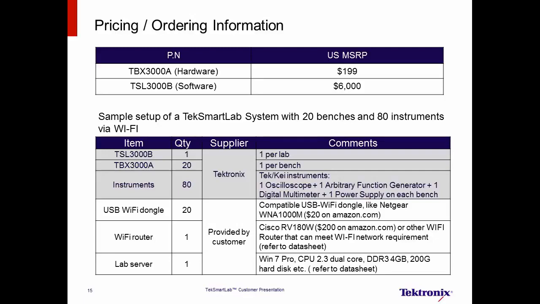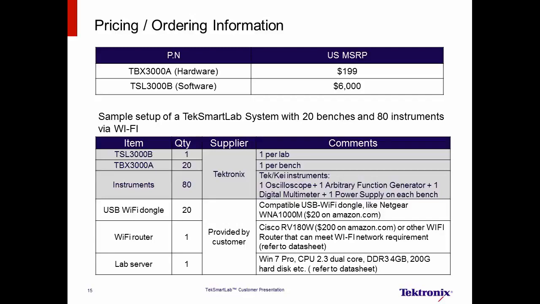This is a one-time charge for the software, as Tektronix will provide free software upgrades. Now let's look at an example of configuration of a system with 20 benches and 80 instruments via Wi-Fi. In this lab, we need one TLS 3000B software application installed on the lab server. On each bench, we will need one TBX 3000A.